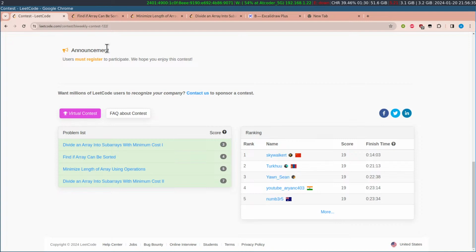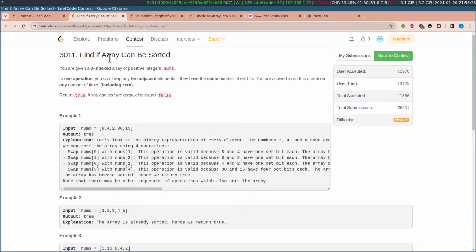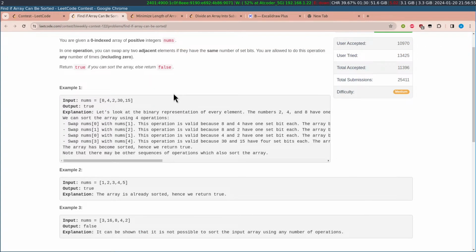Now coming to the second problem. It says find if the array can be sorted. You are given a zero-indexed array of positive integers nums. In one operation, you can swap any two adjacent elements if they have the same number of set bits. You are allowed to do this operation any number of times, including 0. Return true if you can sort the array, else return false. And now let's look at the sample as well.